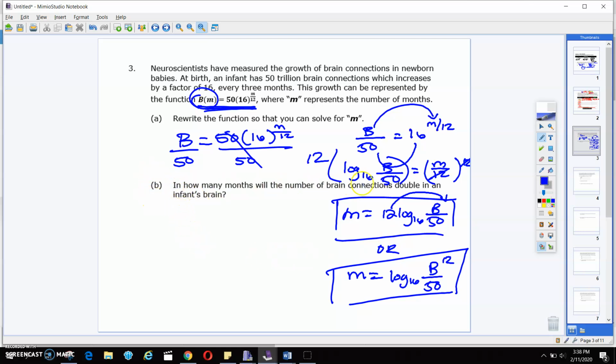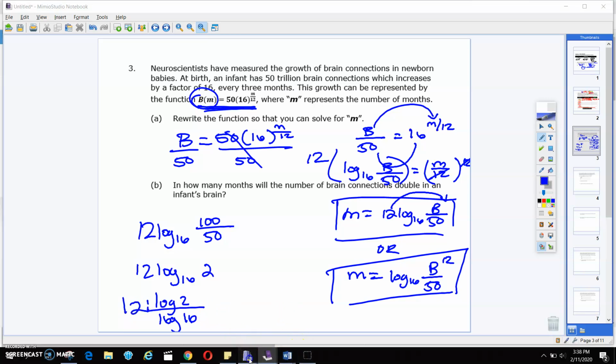On part B, it says, in how many months will the number of brain connections double in an infant's brain? So that means that we're going to go from 50 to 100. So we're going to actually use this formula right here, and we're going to plug in 100 for B. So that's going to be 100 divided by 50, which is going to give me 2. So now I'm going to plug this in my calculator. I'm going to say log of 2 divided by log of 16.